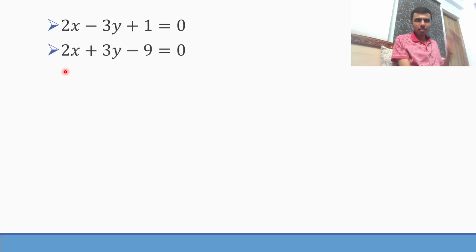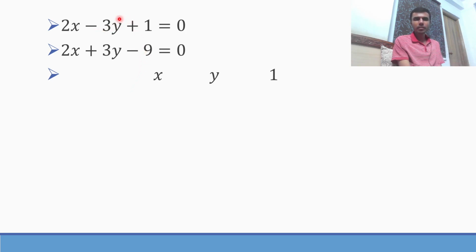Okay, so now let's solve those two equations. You can solve it by elimination method or substitution method or cross multiplication method. I am using cross multiplication here, x by 1. I hope you already know the cross multiplication method. Even if you don't know, it's fine.